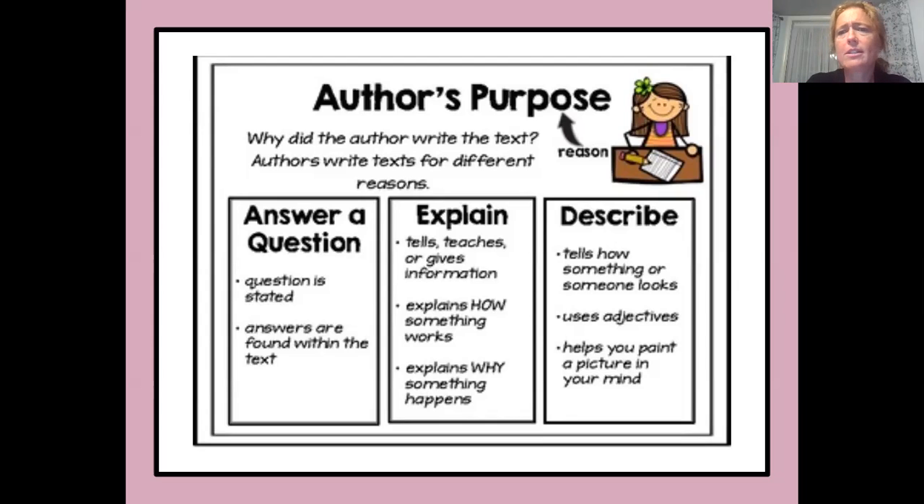Describing now tells how something or someone looks, uses adjectives, and helps you paint a picture in your mind. So describing is those describing words we call adjectives, okay? How something or someone looks, whereas explaining teaches you how to do something, okay? It could explain to you how cupcakes are made or how to make the best cheeseburger, okay? It's explaining it to you.